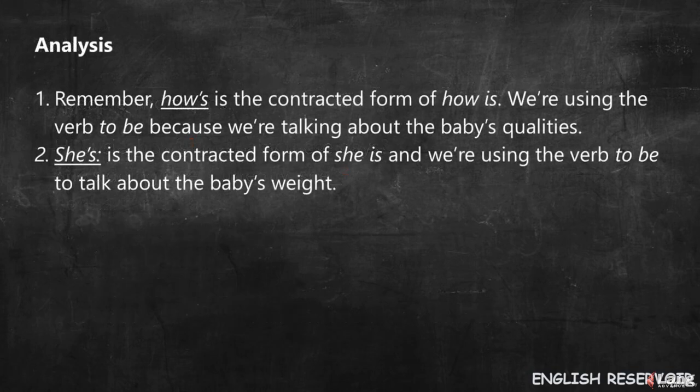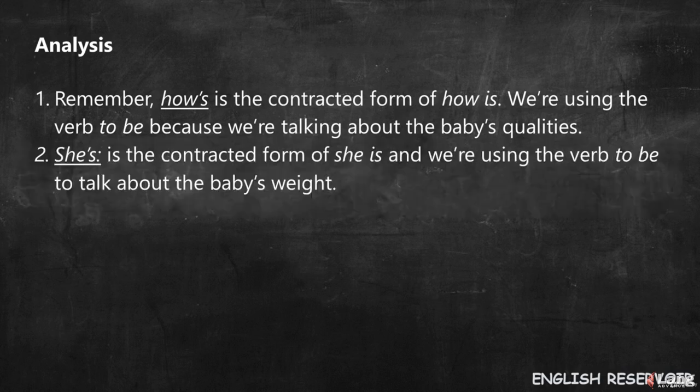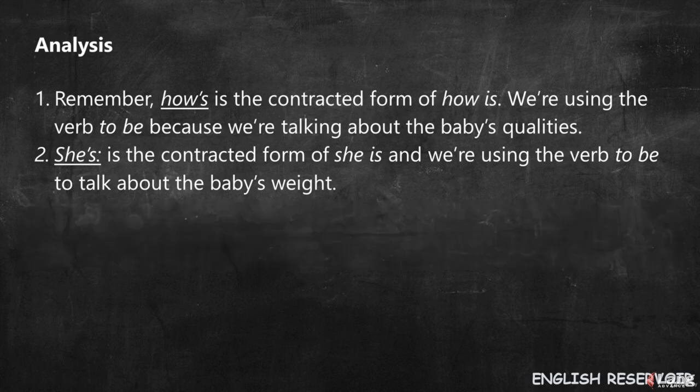Analysis. Remember, how's is the contracted form of how is. We're using the verb to be because we're talking about the baby's qualities. 2. She's is the contracted form of she is. And we're using the verb to be to talk about the baby's weight.